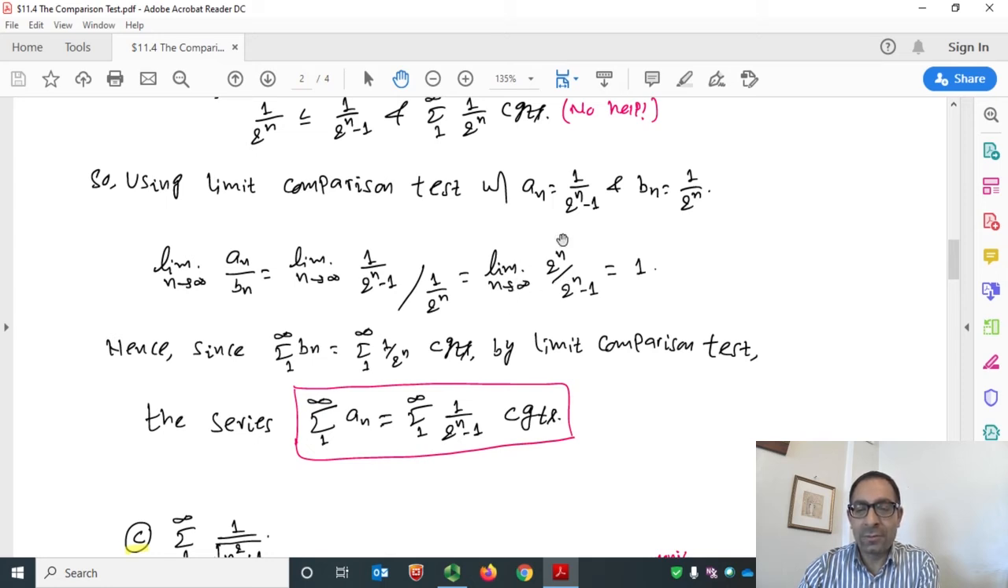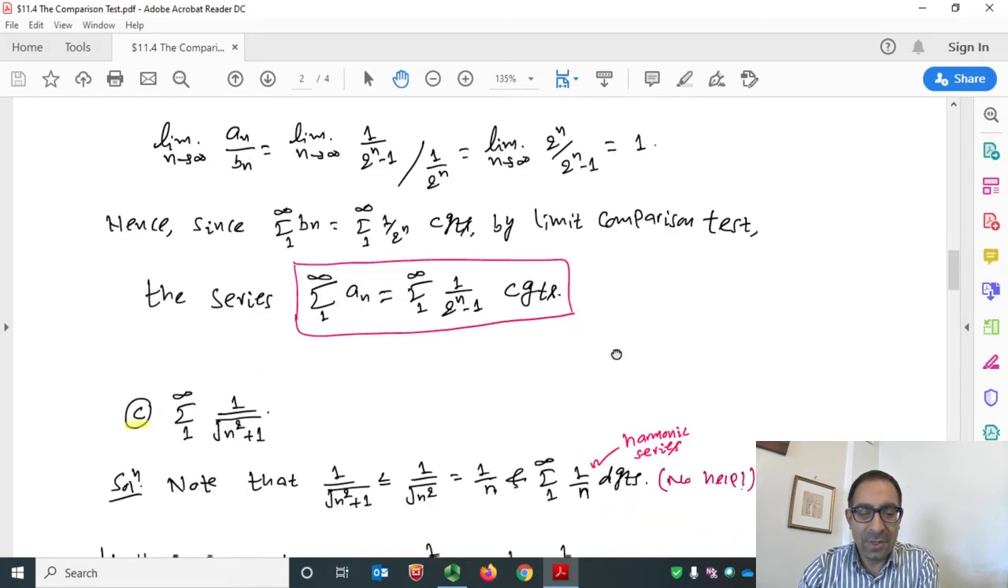You write the corresponding functions and use the underlying function test. Then you apply L'Hopital's, then they cancel out here and it gives you 1. Okay, so hence, since we picked our series 1 over 2^n which converges, then by the limit comparison test, the given series 1 over 2^n minus 1 also converges.